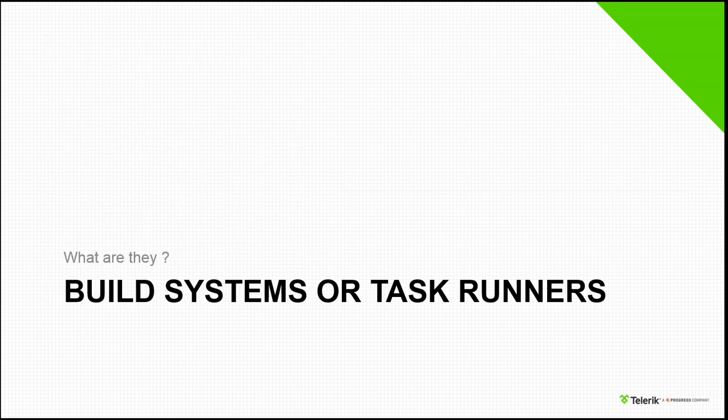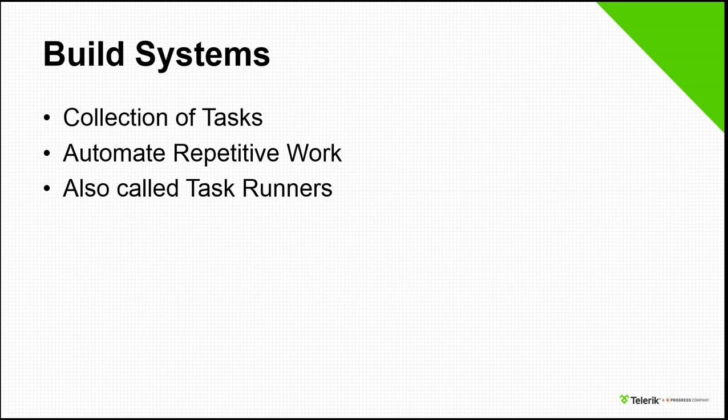So what are they? What are the build systems or the task runners, right? Basically, build systems or task runners are nothing but a collection of tasks. For example, pick up all the less files in the project and convert that into CSS. That's a task, right? Every time you go and make a change to the less file, that change needs to be converted into a CSS. So you will have to write a task for that.